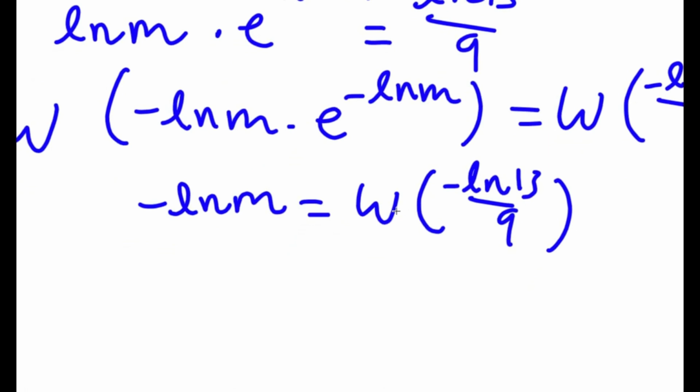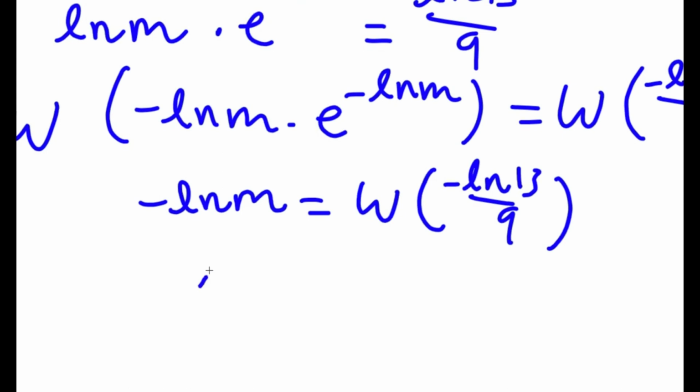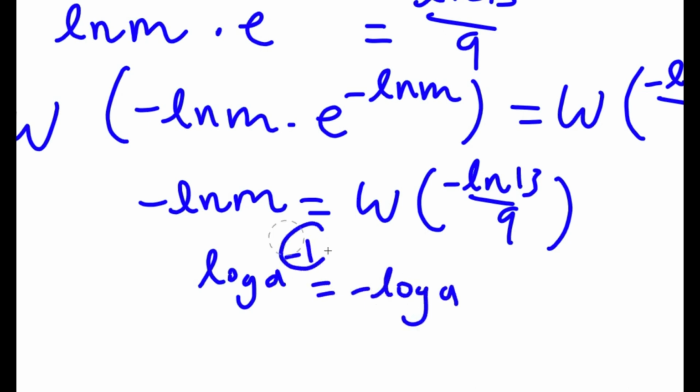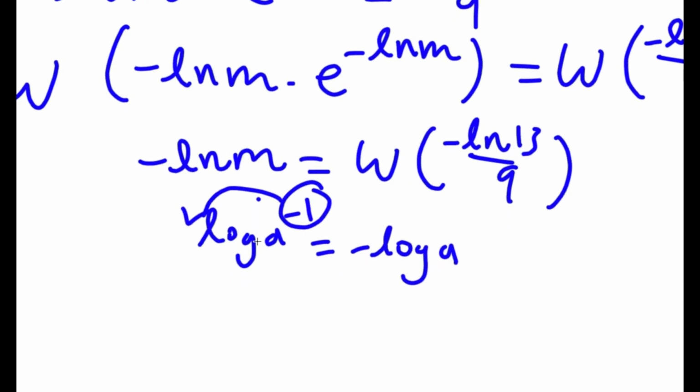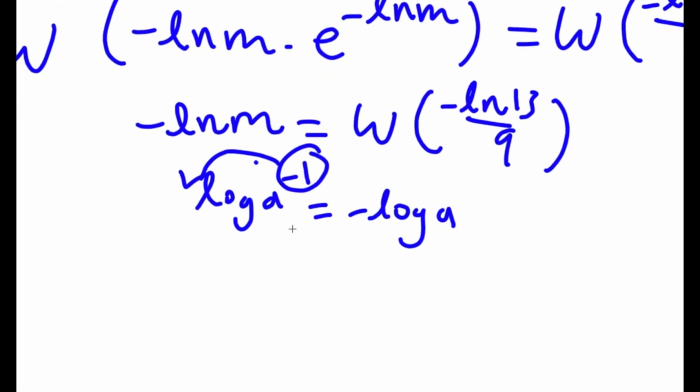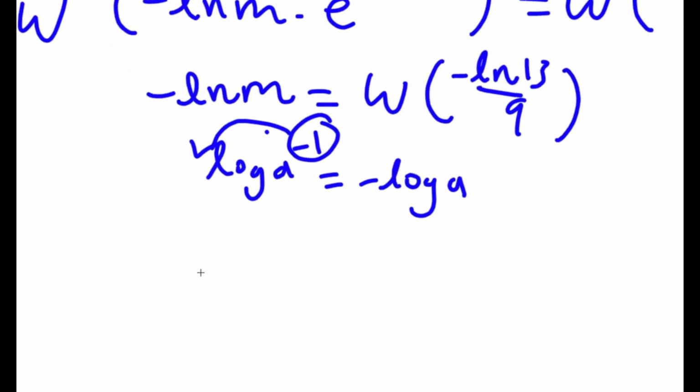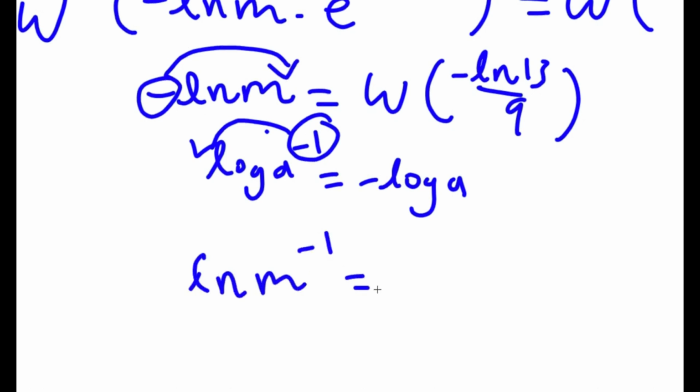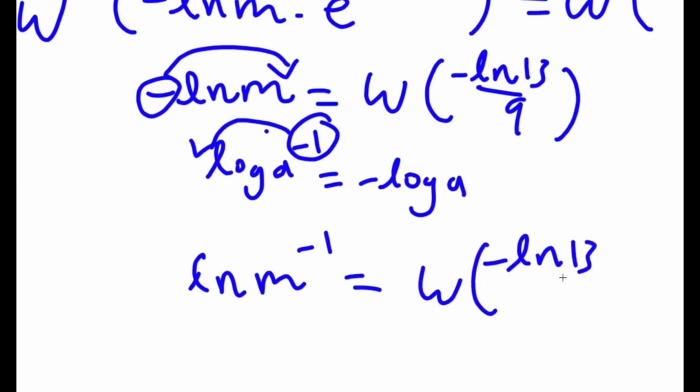Now if I have something in the form log a to the power of negative 1, this is equal to negative log a, because I can move my exponent here to the front. So this negative I can move to the front. So now I have ln m to the power of negative 1 is equal to W of negative ln 13 over 9.